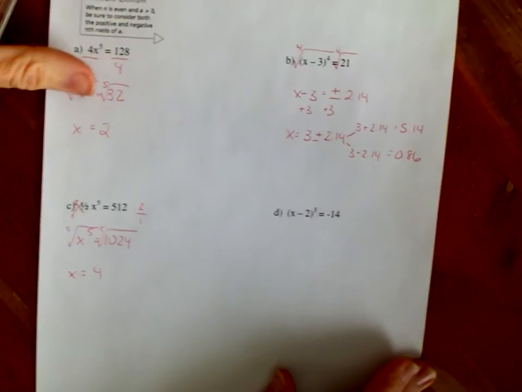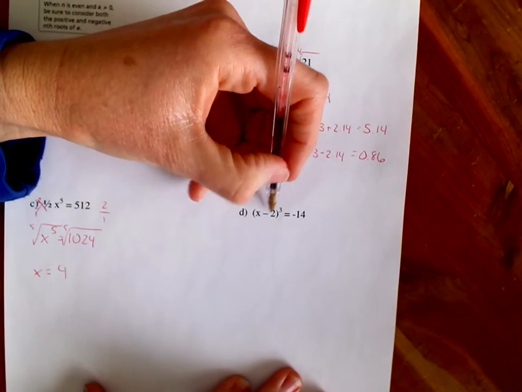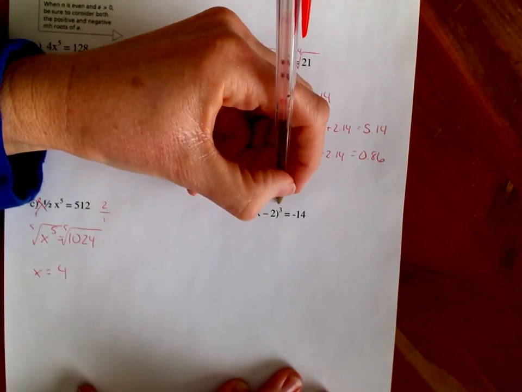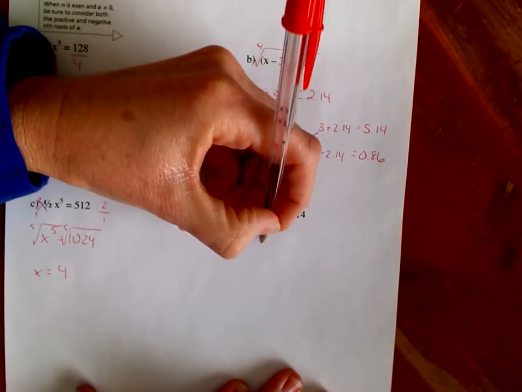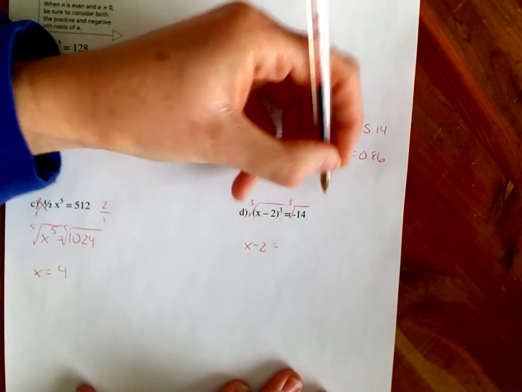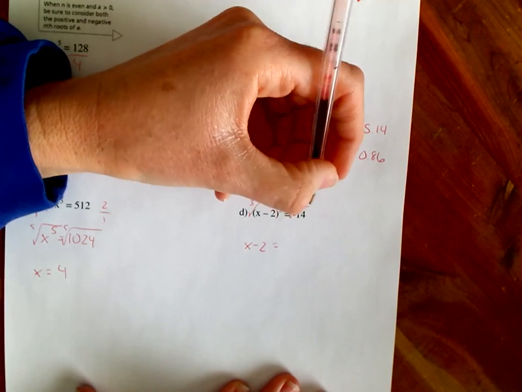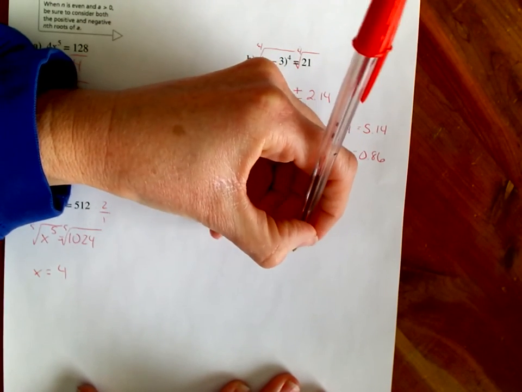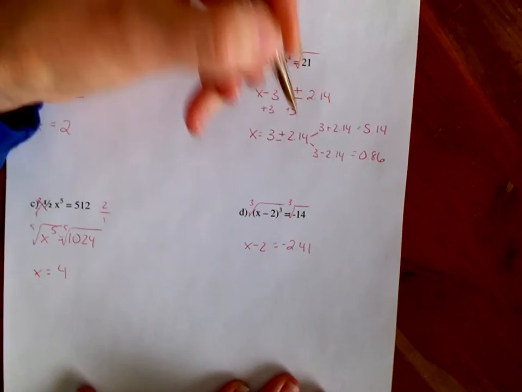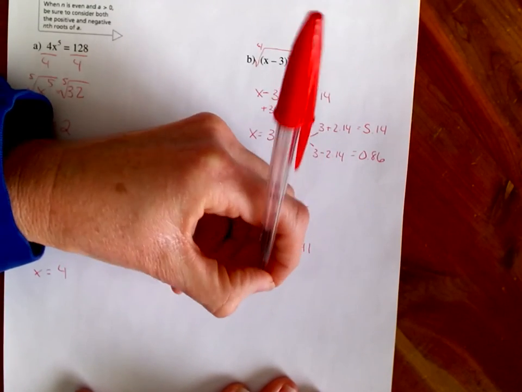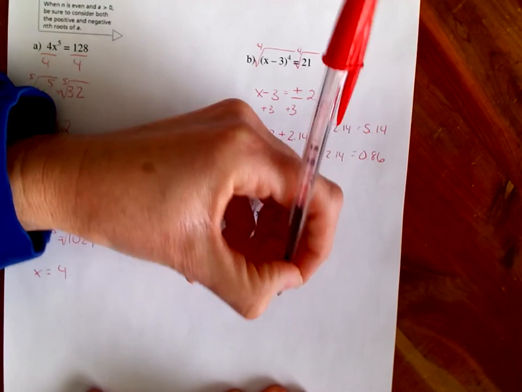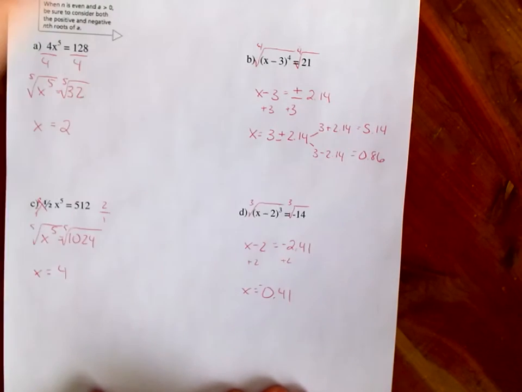Example D is similar to example B. I have an expression raised to the third power, so I'm going to undo that with the cube root. That will leave me with x minus 2, and the cube root of negative 14 is approximately negative 2.41. And then to solve for x, I would add 2 to both sides, and I have a final answer of x equals negative 0.41.